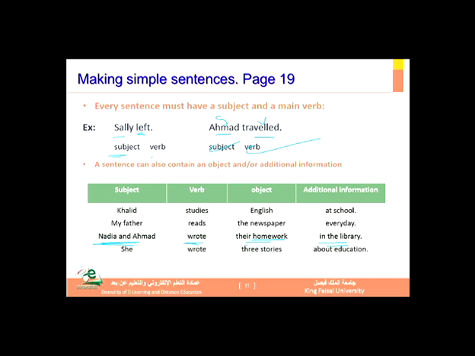Another sentence. She is the subject. Wrote is the verb. What did she write? She wrote 3 stories. So this element is the object of the sentence. Can you tell us something more, additional information? Yes, she wrote 3 stories about education. About education. So this is extra information.